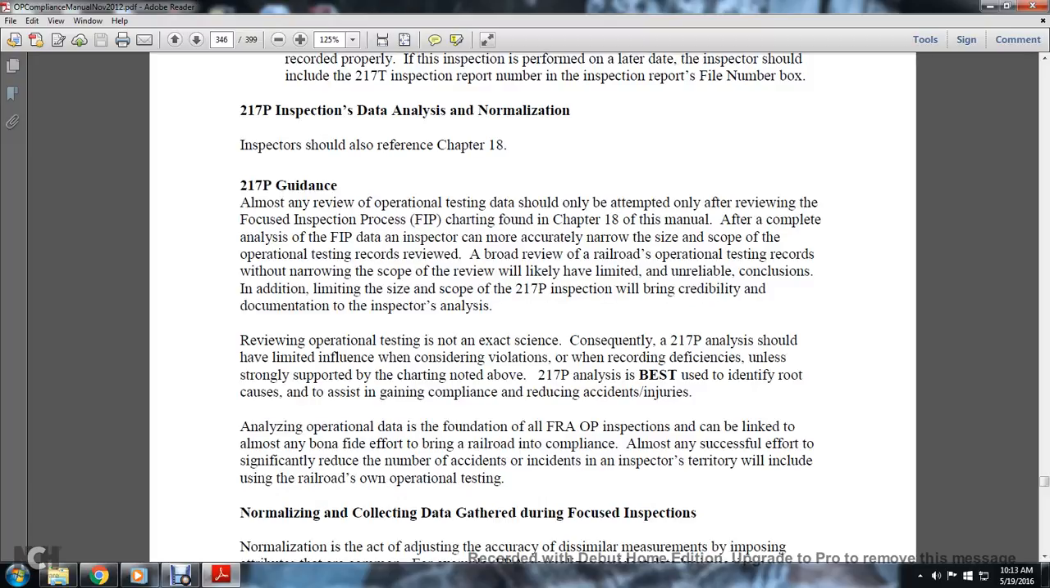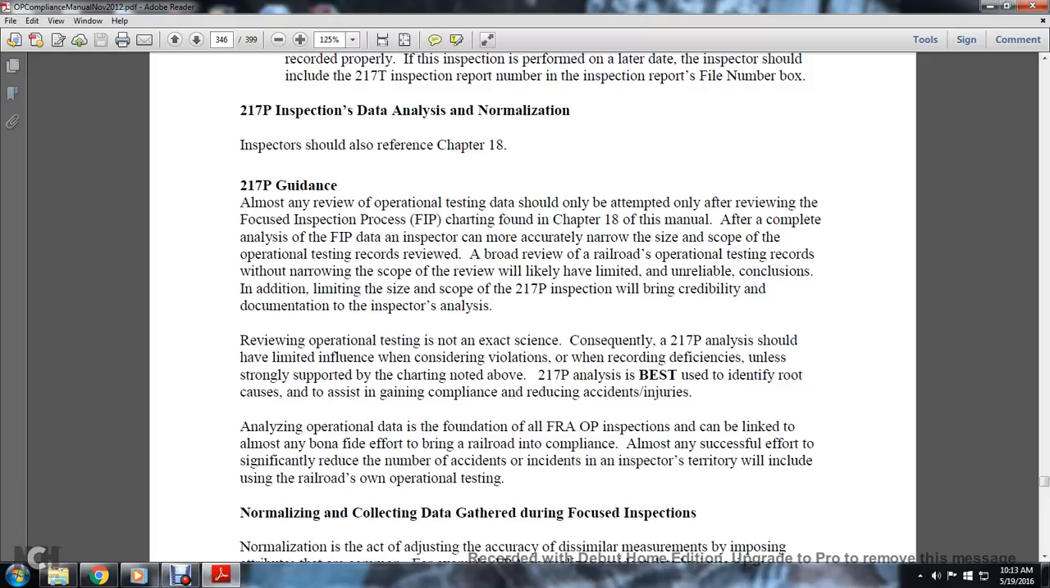Inspection should be an authorable reference in Chapter 18. 217P reliance on any of the reviewed operational testing data should only be attempted after reviewing the focused inspection process charting found in Chapter 18 of this manual. After complete analysis of the focused inspection process data, an inspector must accurately narrow and size the scope of the operational testing records to be reviewed.